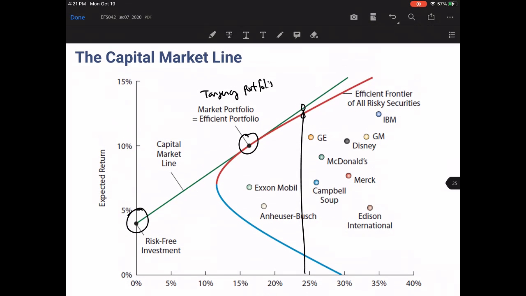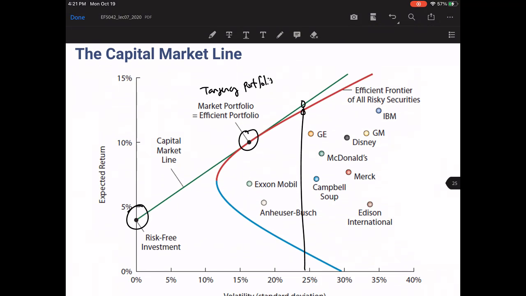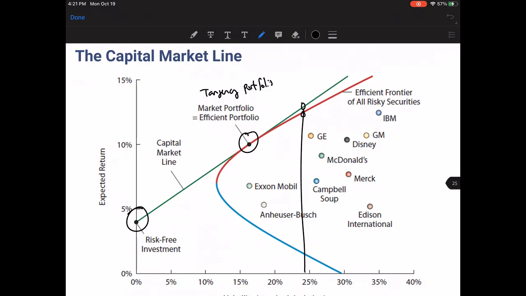Okay, so to reiterate, just to remind you again, the green line has a name. It's called the capital market line, and again, it represents possible portfolios that you can choose from, and it gives you the set of portfolios to choose from. Okay, so it represents the relationship between the expected returns and the risk of the portfolio.